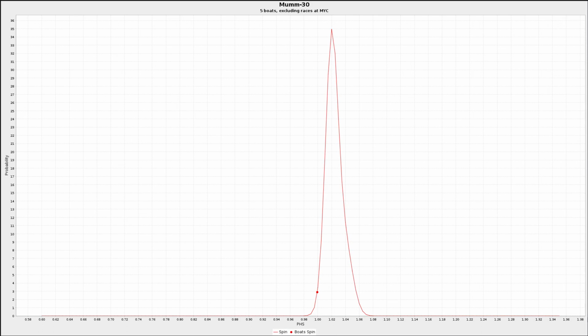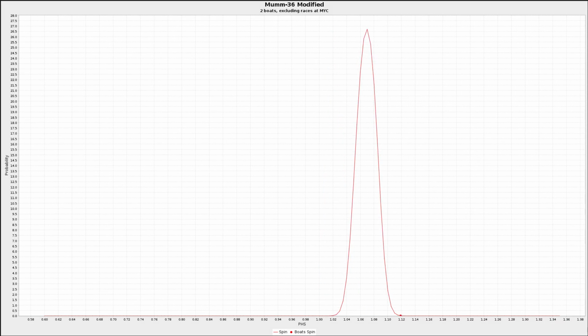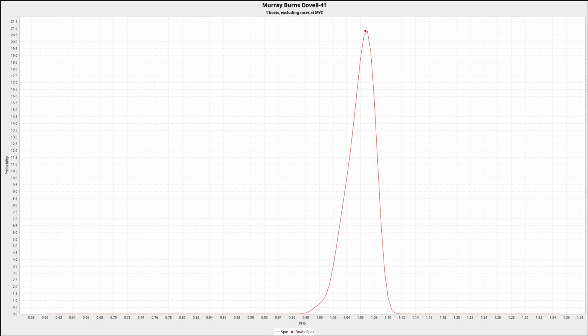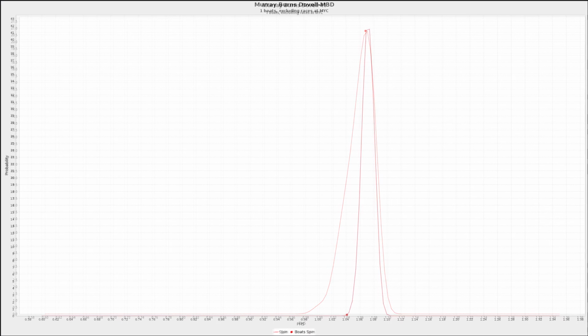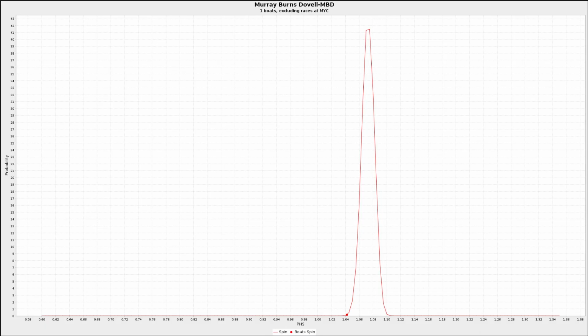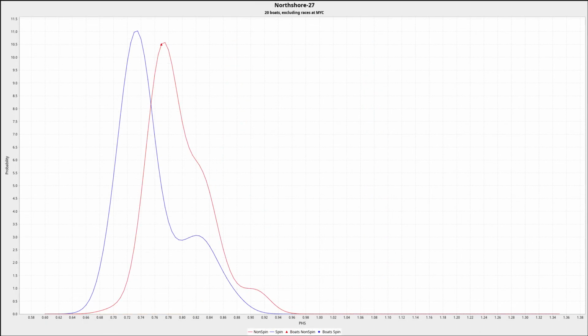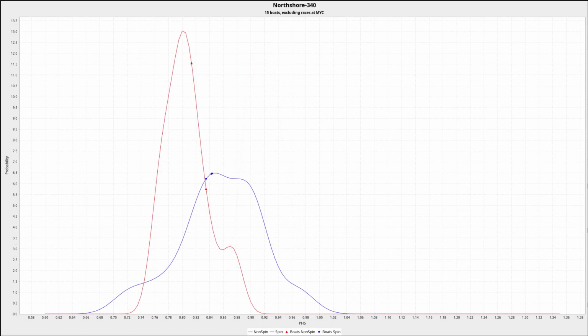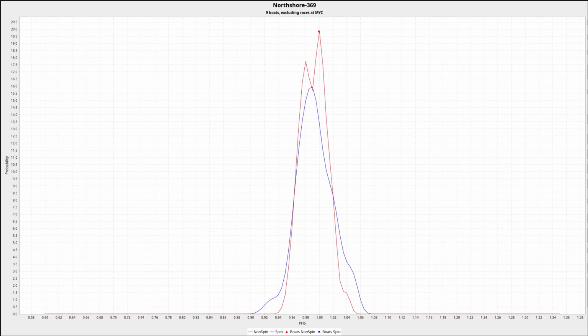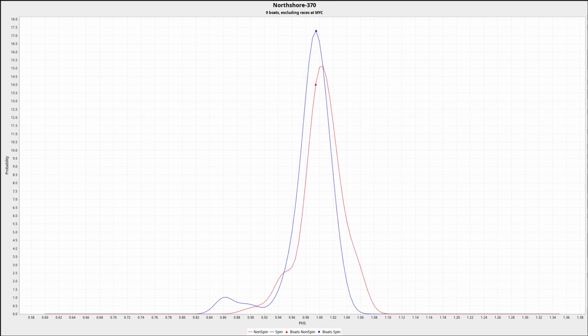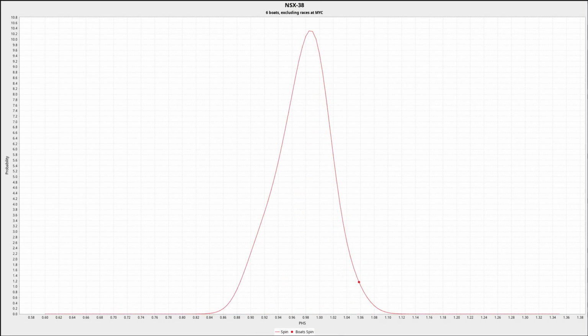Mum 30, we've already seen the FAR 30s. That's again same boat. Mum 36 modified. Oh my God, it's Cora Mute again. Married Burns Deval 41, MBD, sorry. Swan 36. North Shore 27. North Shore 38. North Shore 340. North Shore 369. North Shore 370. NSX 38. And we're cruel to it.